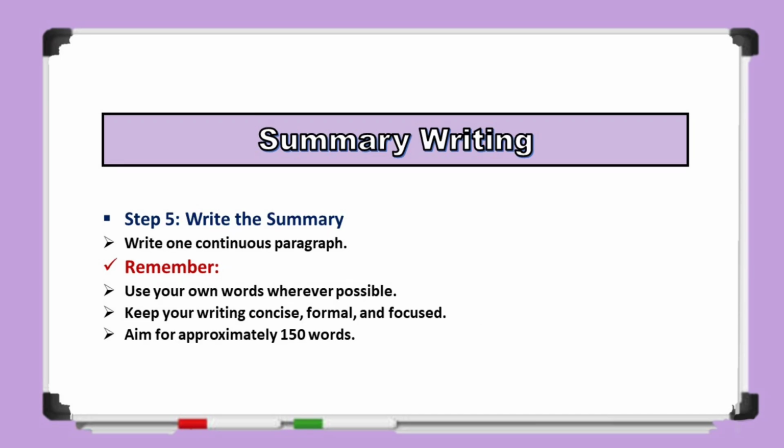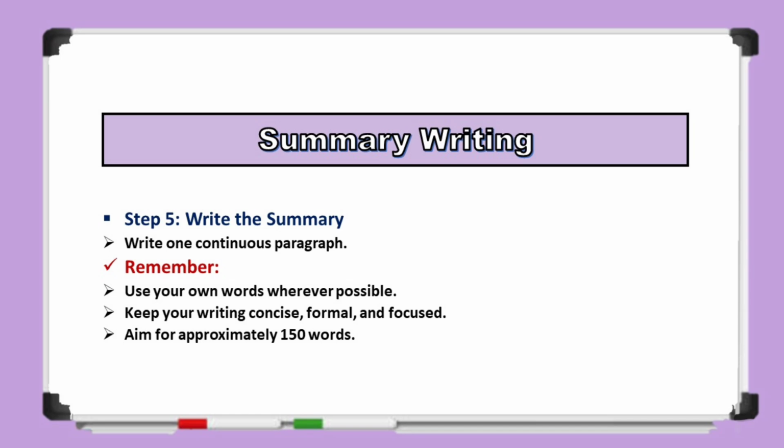Step 5 is to write the summary. Once your planning is complete, turn your points into one continuous paragraph. Do not write your final answer in bullet points because Cambridge only accepts summaries written in paragraph form. Use your own words wherever possible. Keep your writing formal, concise, and focused, and aim for about 140 to 148 words so that you stay safely within the 150-word limit.